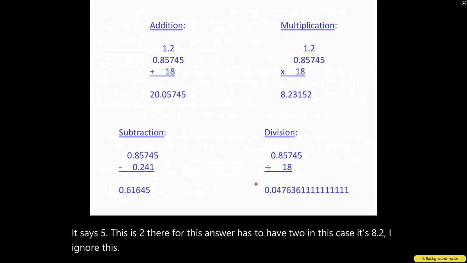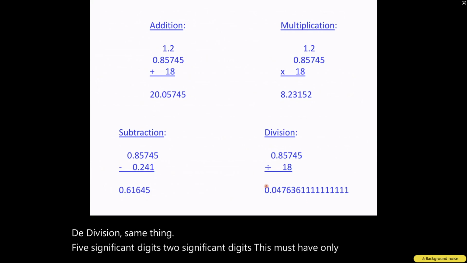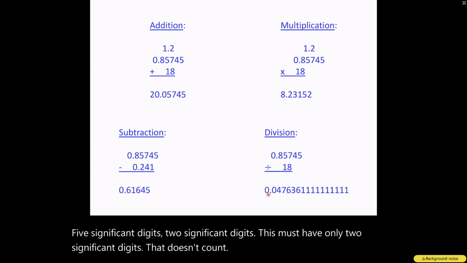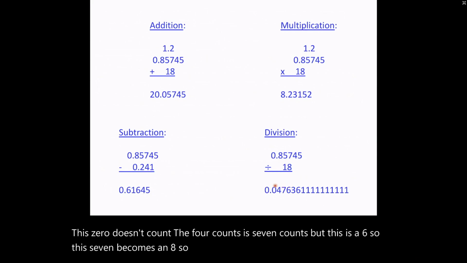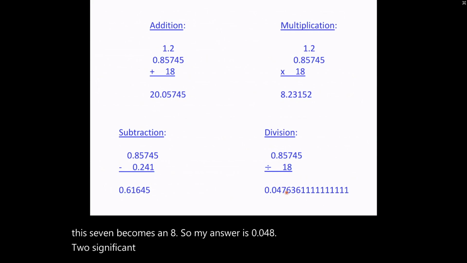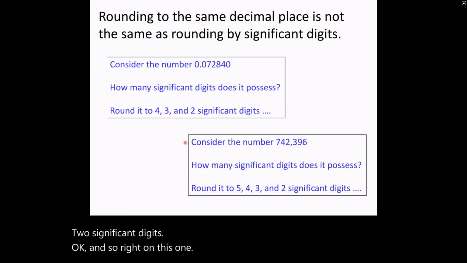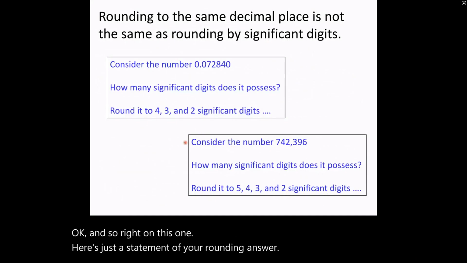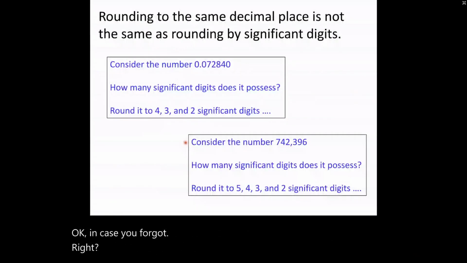Okay? Division, same thing. 5 significant digits, 2 significant digits. This must have only 2 significant digits. That 0 doesn't count. The 4 counts. The 7 counts. But this is a 6, so this 7 becomes an 8. So my answer is 0.048. 2 significant digits. Okay? And so, what do I have on this one? Here's just a statement of your rounding rules, in case you've forgotten. All right? No, that's the last one.